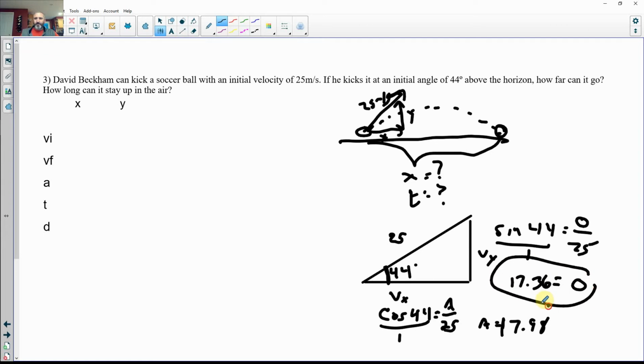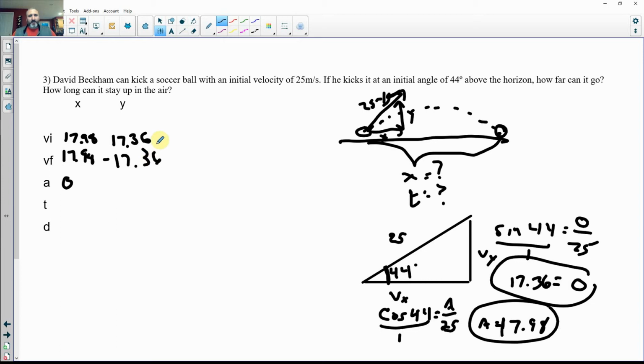But regardless, O and A, these are your two initial velocities. So the O is the VI in the y, which is going to be 17.36, and the VI in the x is going to be 17.98. And because we know there's no acceleration in the x, 17.98 is how fast it's going when it comes back down. And in the y, it's vertical because it starts and stops at the ground. This is going to be negative 17.36. And that's one of the rules that we had a couple weeks ago, if you remember when I gave you the rule for dealing with two-dimensional projectiles.